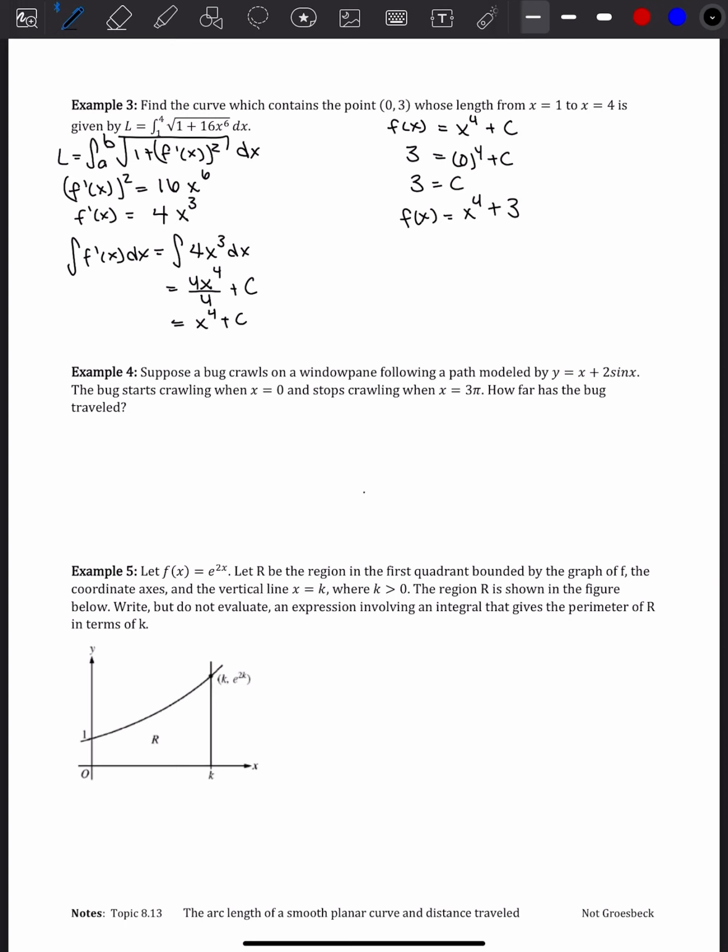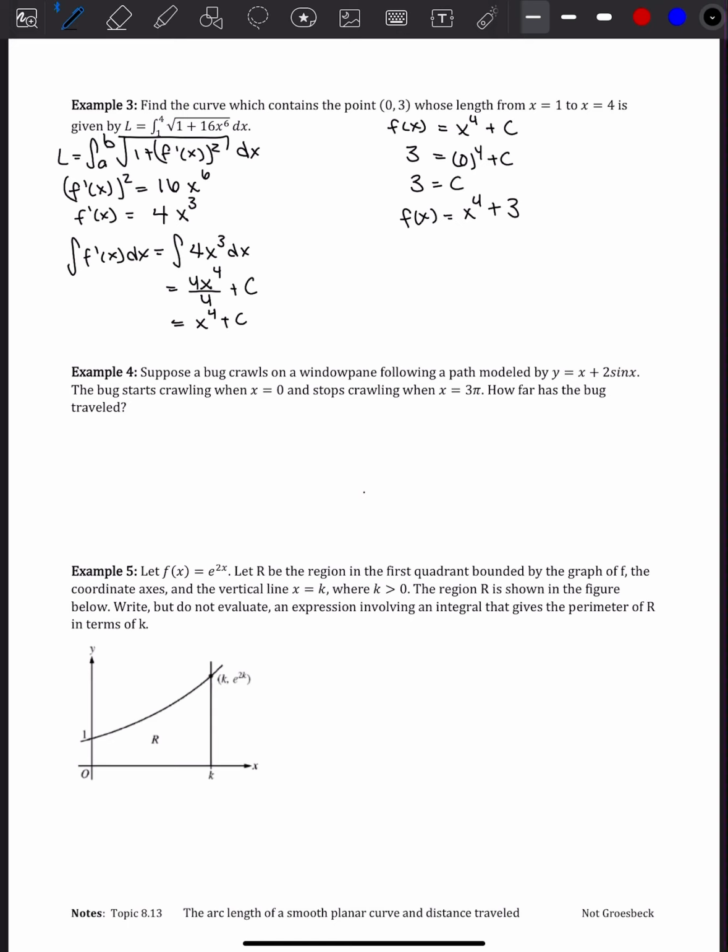Suppose a bug crawls on a window pane following a path modeled by y equals x plus 2 sine of x. The bug starts crawling when x equals 0 and stops crawling when x equals 3 pi. How far has the bug traveled? So we want to know how far this bug has traveled, and he's traveling across this path. This is an arc length question because we're trying to figure out the distance of this function.